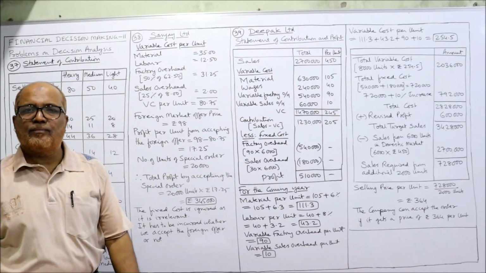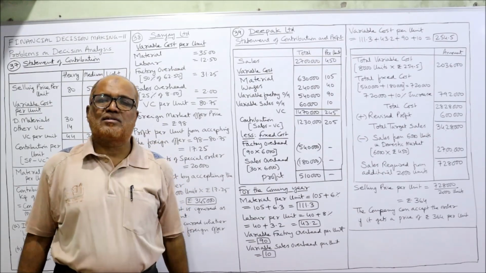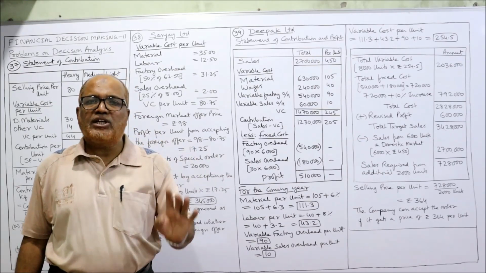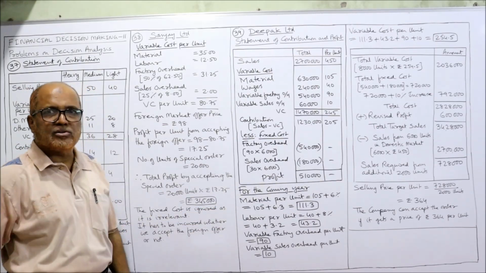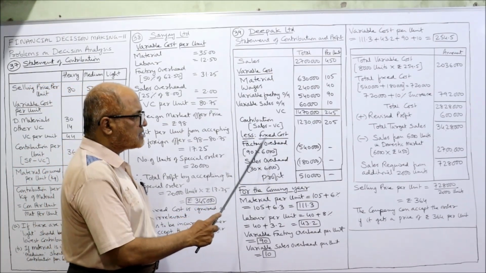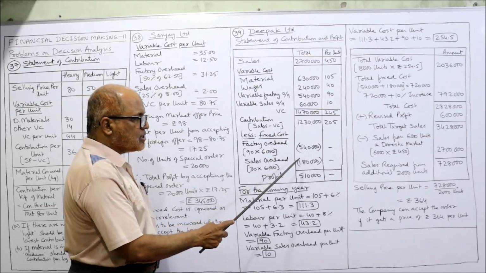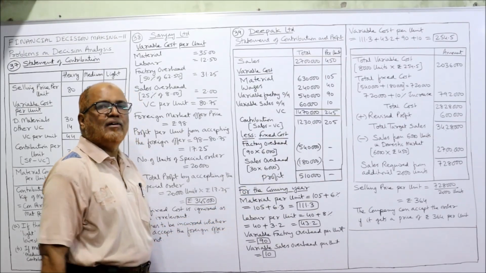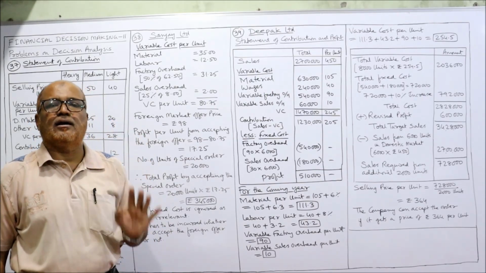Similarly, sales overhead. Sales overhead 25% variable, 75% fixed. So 75% of 40 rupees is 30 rupees. So 30 into 6,000, 1 lakh 80,000. Bracket denotes minus, subtraction. So 12 lakh 30,000 minus 5 lakh 40,000 minus 1 lakh 80,000, 5 lakh 10,000 is the profit which is earned during the current year.